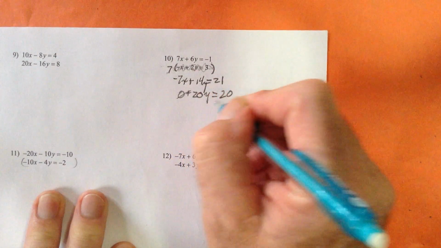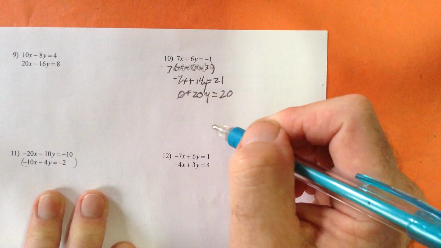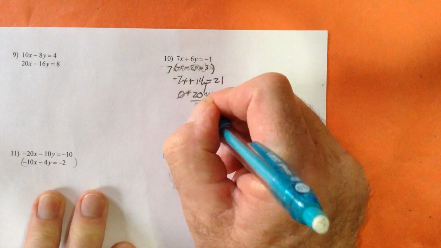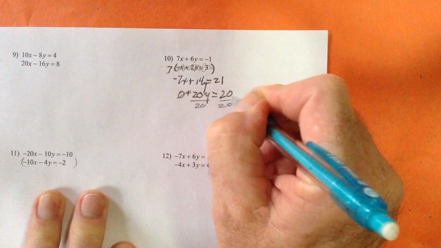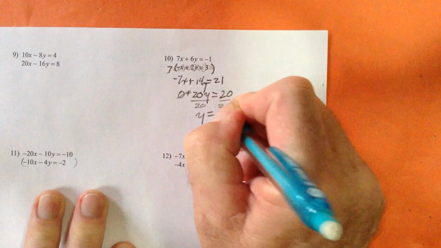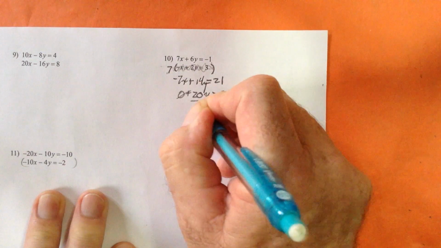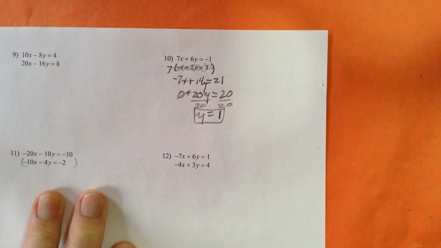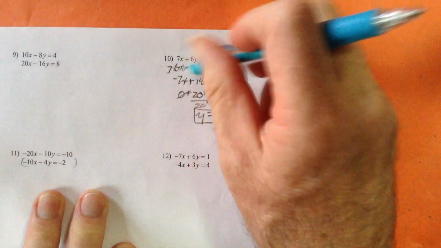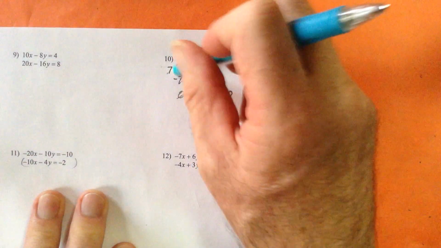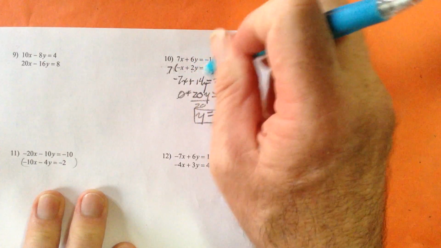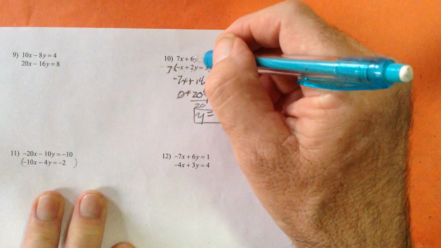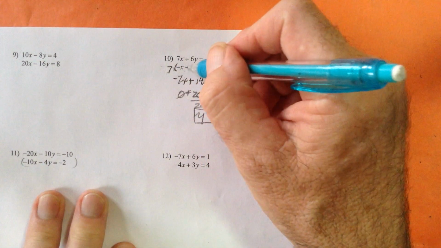So 20 times something equals 20, well obviously that's going to be a 1. Or I can simplify: y equals 1. Okay, so therefore now I know the y is 1. I could also eliminate the y if I wanted to. Let me erase this. I could see here this is 6y and this is 2y.